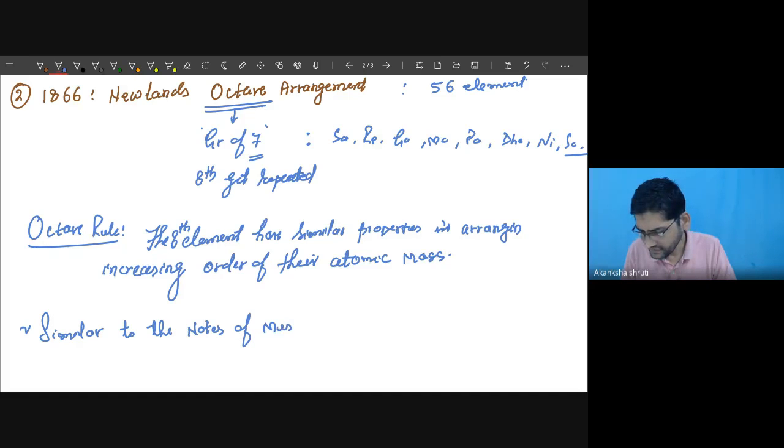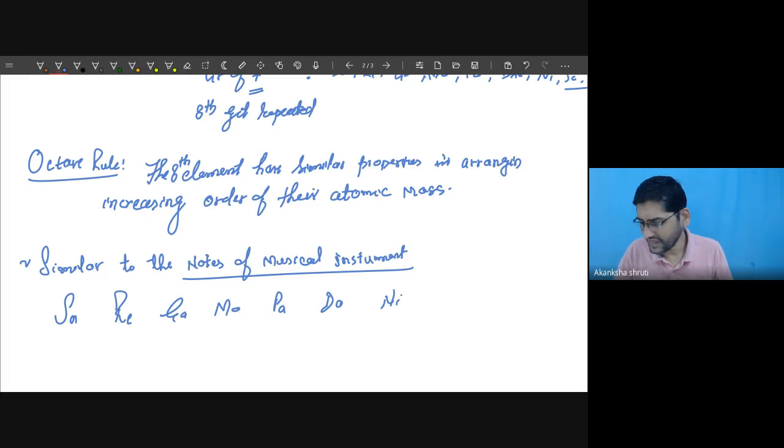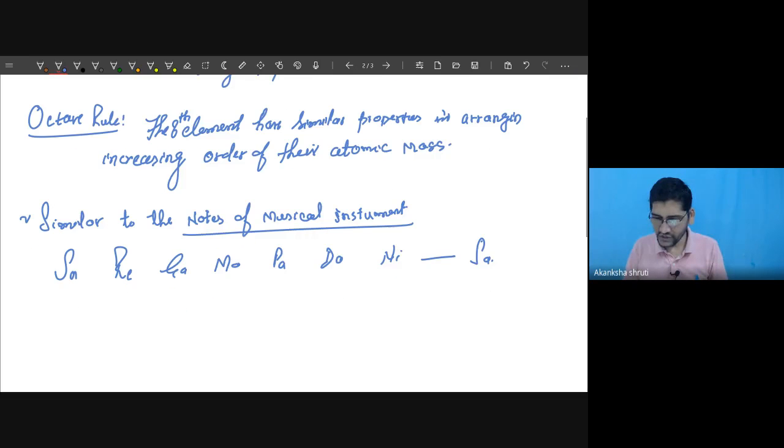So what are they? The notes of a musical instrument are sa, re, ga, ma, pa, dha, ni. Then after that it gets repeated again with Sa. Getting it? It means after this it is going to repeat. He tried to put the elements in this category. He was able to put hydrogen. Helium was not discovered, so there was no question of helium.